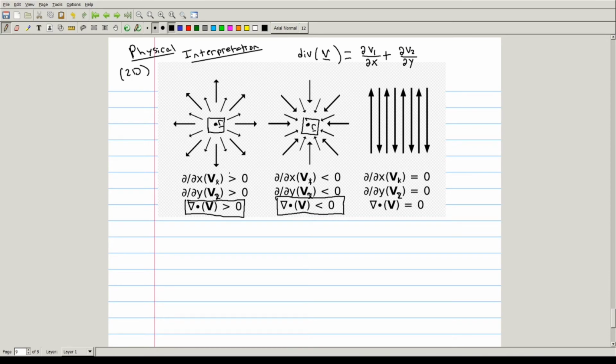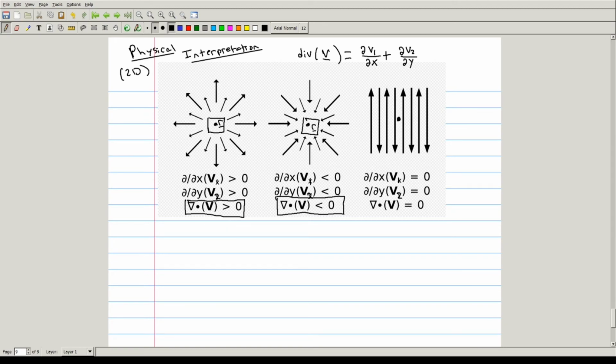And this even applies if these derivatives are mixed. So if, say, V1 is positive and V2 is negative, well, the sum of those two values is either going to be positive or negative, depending on which one has a bigger magnitude. And this is still going to tell you exactly the same interpretation that I was giving before. If the divergence is positive, then R is like a source of vectors, because there's more vectors going away from R than going into the box around R. If the divergence is negative, then there's more vectors going into the box than coming out of the box.